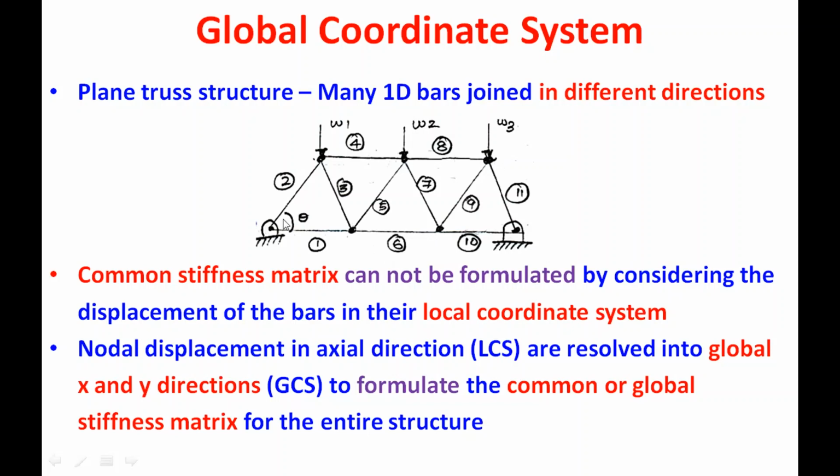For example, for the second element, the axial direction will be like this. For the third element, the axial direction will be in this way. The first element's axial direction is this one. So we cannot assemble easily, right, when we use the local displacement or local coordinates. To achieve a common element characteristic equation or common stiffness matrix, we are going to use a global coordinate system in the case of the truss problem. So we are not going to use the local coordinate system 0 to L.